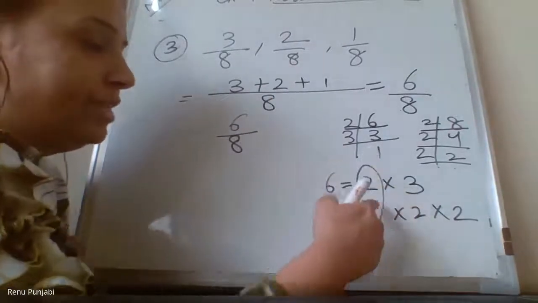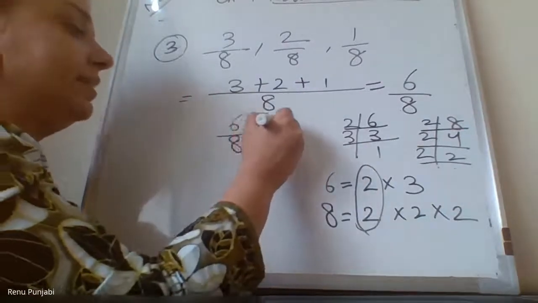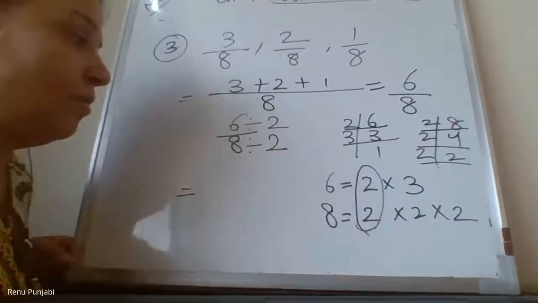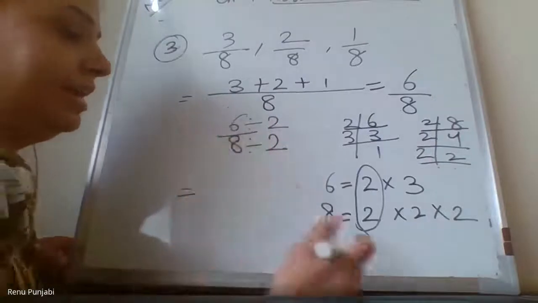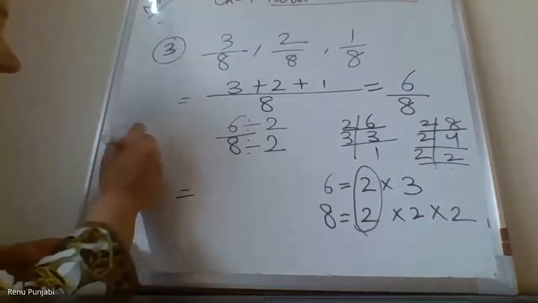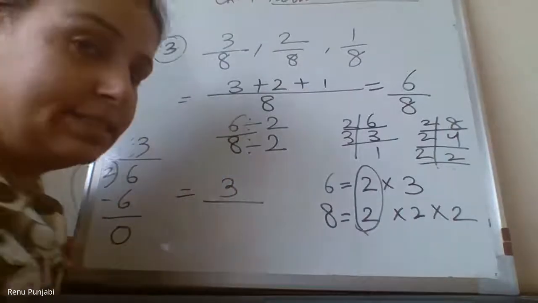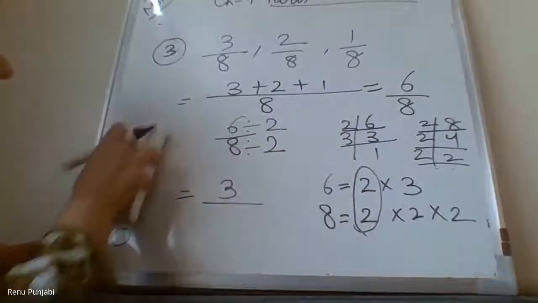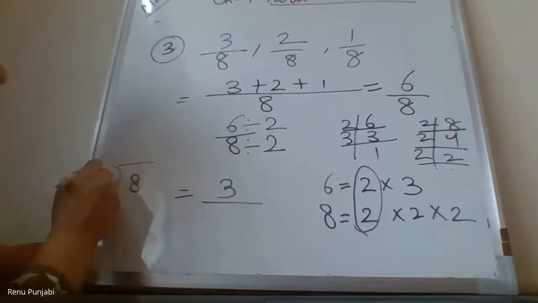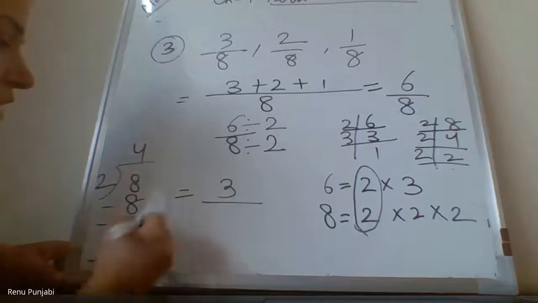So out of these two, we will take 2 as the common factor and divide the numerator and the denominator by it. Now my next step is, after dividing 6 by 2, 2 3s are 6, minus 0, so 3. And now I will divide 8 by 2. 2 4s are 8. When you subtract, your quotient is 4.